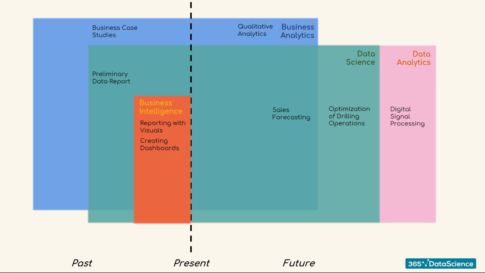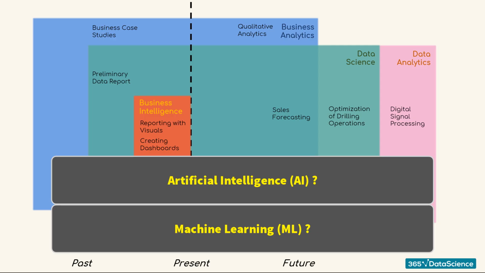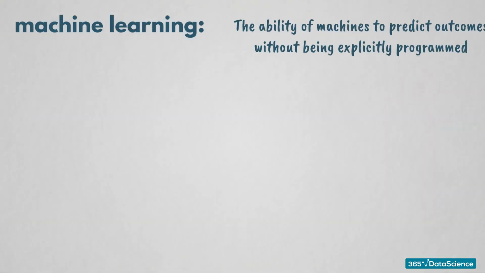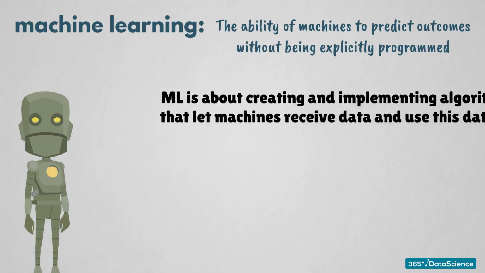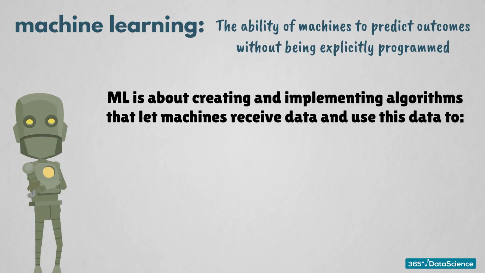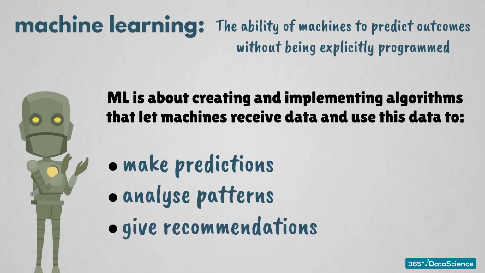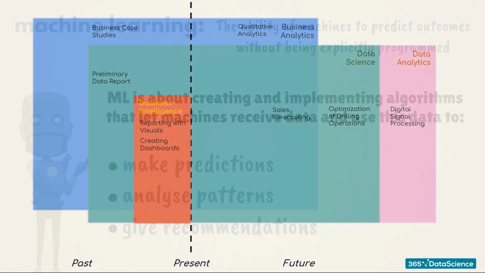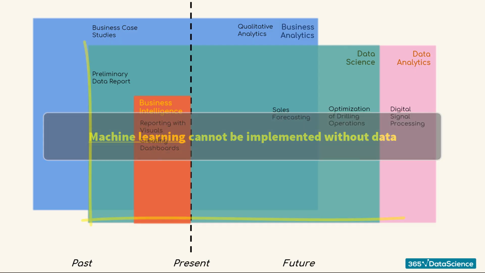Now, we delve into the controversial yet rapidly expanding field of artificial intelligence, AI, and its subfield, machine learning, ML. The ability of machines to predict outcomes without being explicitly programmed to do so is regarded as machine learning. Expanding on this, ML is about creating and implementing algorithms that let machines receive data and use this data to make predictions, analyze patterns, and give recommendations on their own.